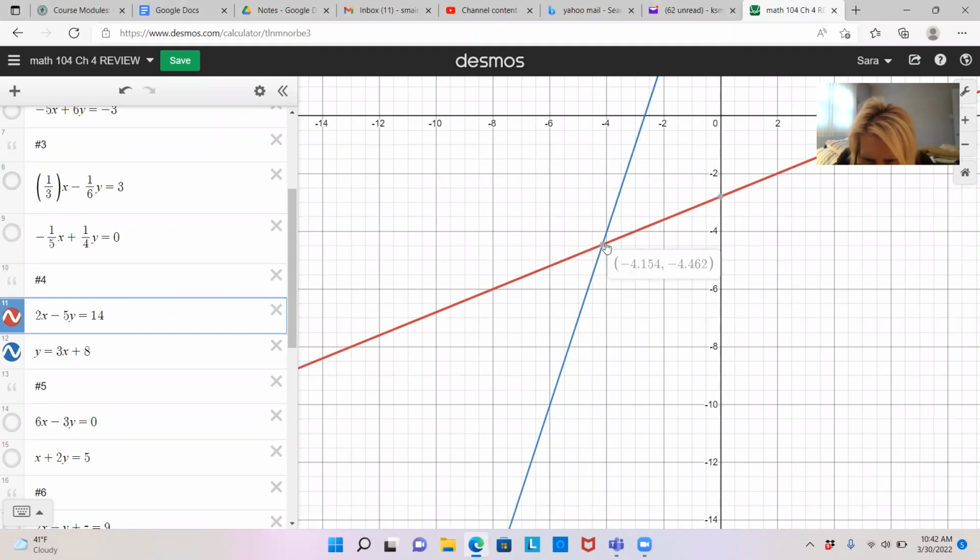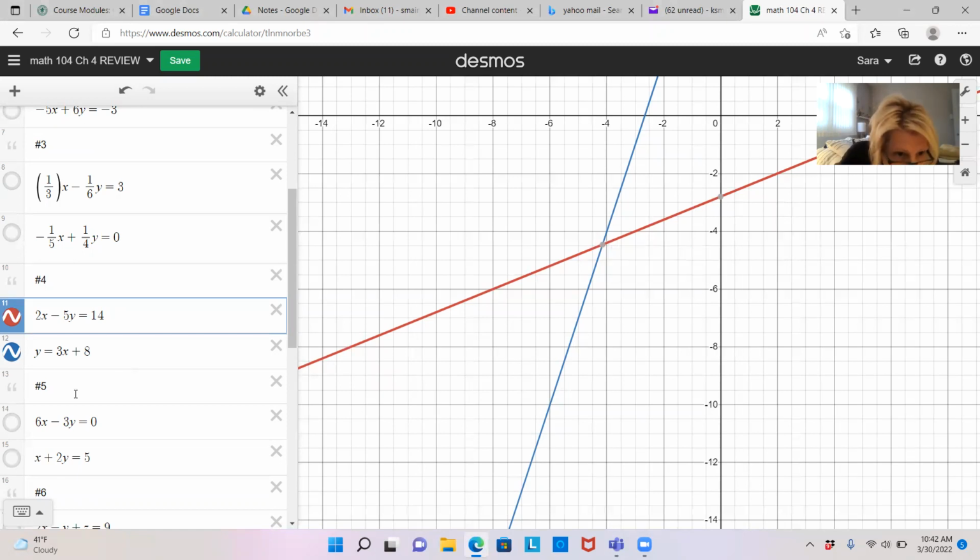And you can see that the intersection is, oops, let me get away from it. It is a negative 4.1. I'm going to write it on my paper in the decimal form too. Negative 4.154, comma, negative 4.462.